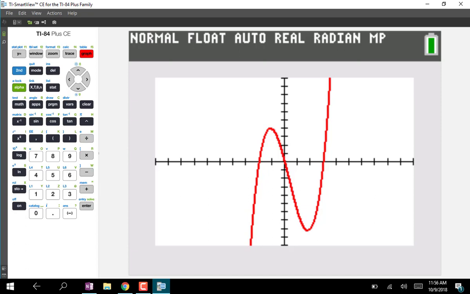Okay, if you have a different line, let's say it goes like this, then you know you did it wrong because it has to be equivalent. It has to be equal to. Okay, so that's how you know you did it right on a graphing calculator.